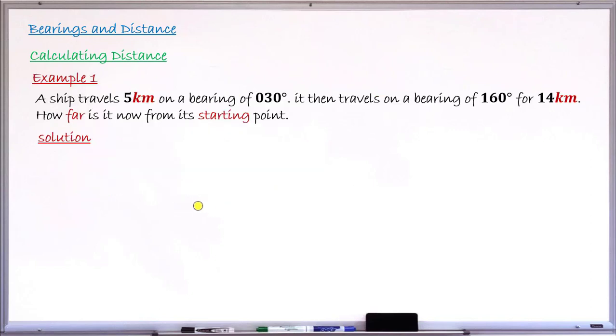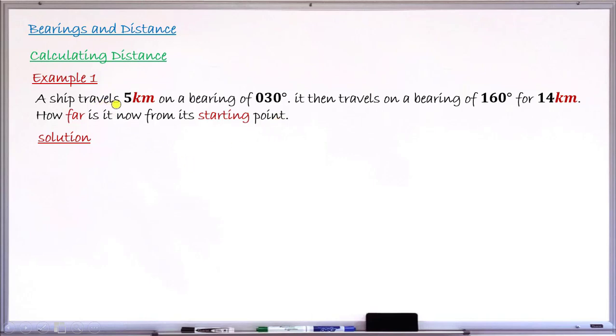So example number 1 says a ship travels 5 kilometers on a bearing 030, that is 30 degrees. It then travels on another bearing of 160 degrees for 14 kilometers. The question asked here is how far is it now from its starting point? Solution to this problem. Step number 1 says this question that is given in statement, we have to change it into a diagram.